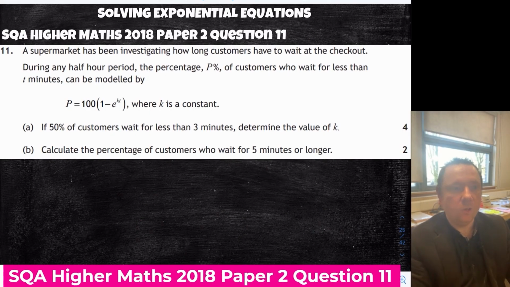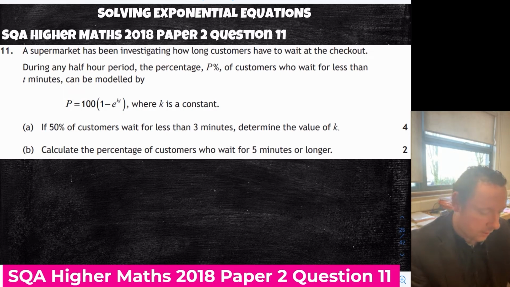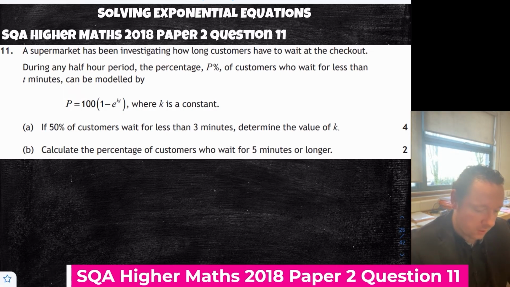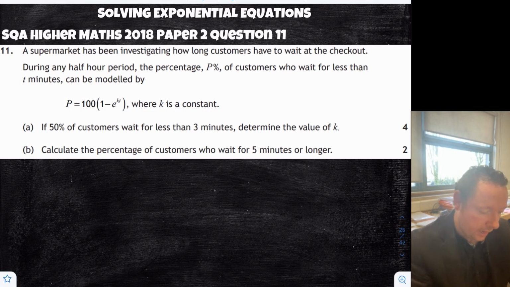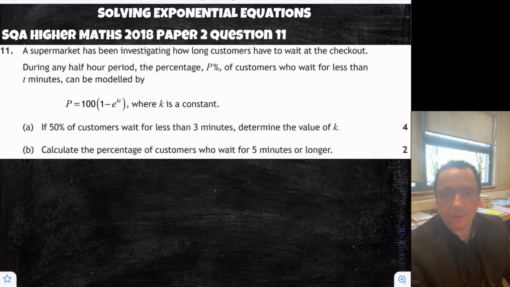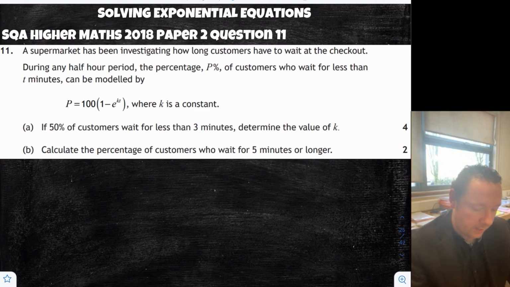Solving exponential equations. SQA Higher Maths 2018, Paper 2, Question 11. A supermarket has been investigating how long customers have to wait at the checkout. During any half-hour period, the percentage of customers who wait less than t minutes can be modelled by this equation: P equals 100 times (1 minus e to the kt). Part A. If 50% wait less than 3 minutes, determine k.